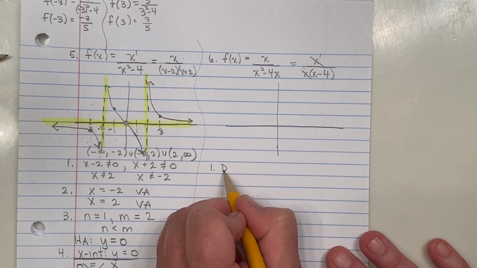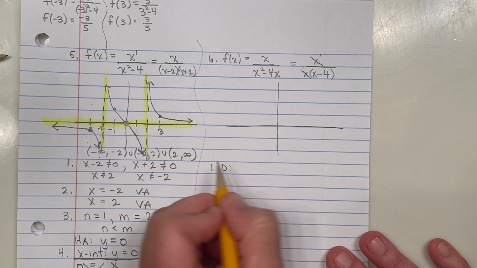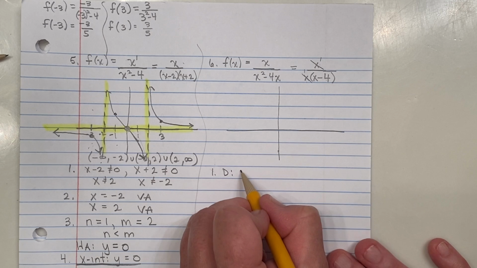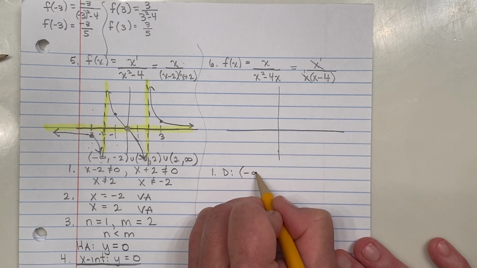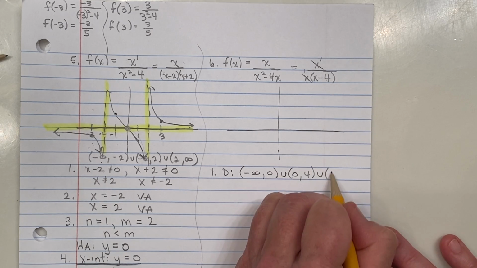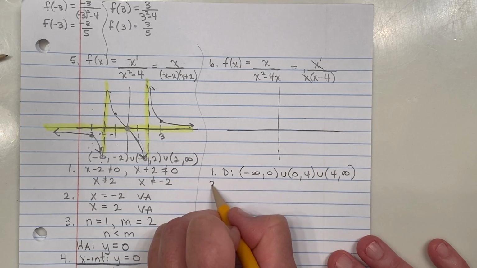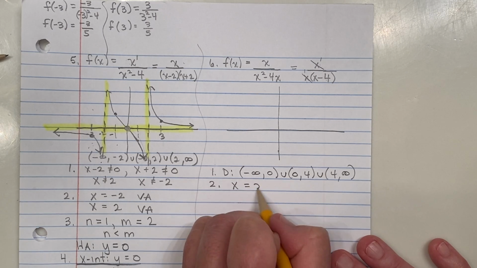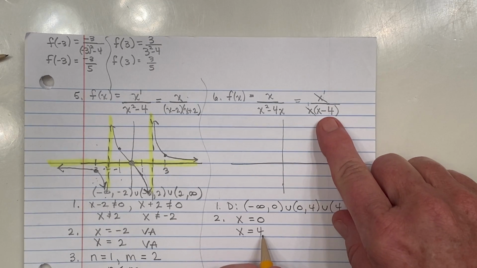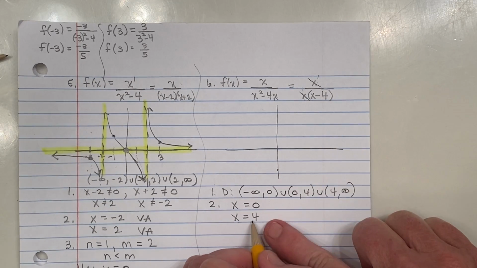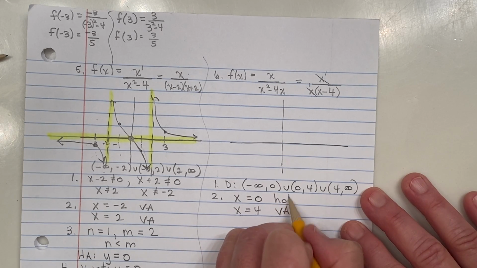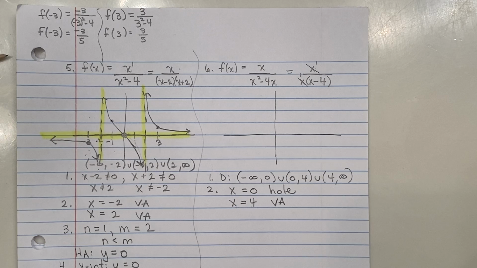So this is going to be your domain here. We know the restricted x values are x can't be 0 and x can't be 4. So negative infinity to 0 and 4. We know at x equals 0 and x equals 4, x minus 4 gives us the restricted x value of x equals 4, but there's not a common factor, so that's a vertical asymptote, but x equals 0 is a hole. Well, this is going to be an interesting one.